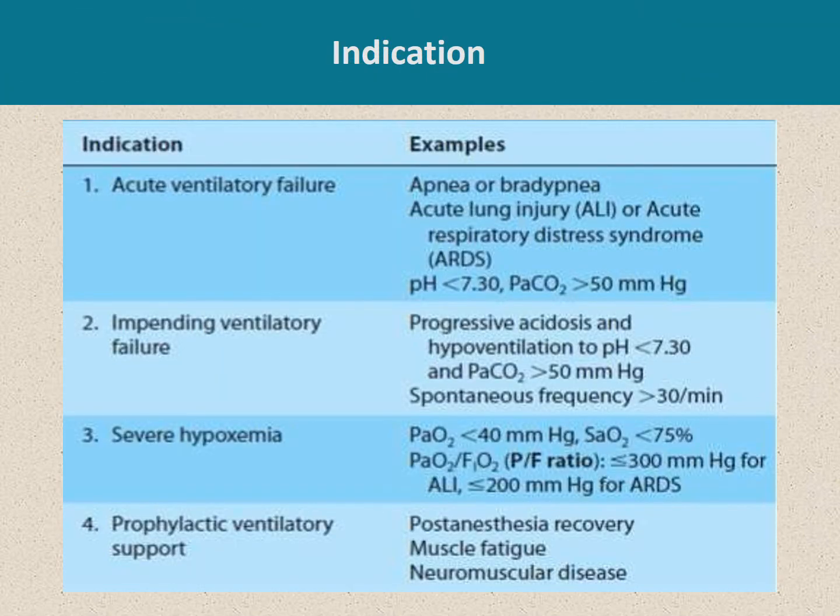Indications of mechanical ventilation include a wide range of clinical presentations, starting from acute ventilatory failure like apnea, bradypnea, acute lung injury, impending ventilatory failure like progressive acidosis, hypoventilation and CO2 retention, severe hypoxemia when PO2 is less than 40 and PF ratio less than 300 like in acute lung injury, prophylactic ventilatory support post anesthesia, muscle fatigue, and neuromuscular disorder.